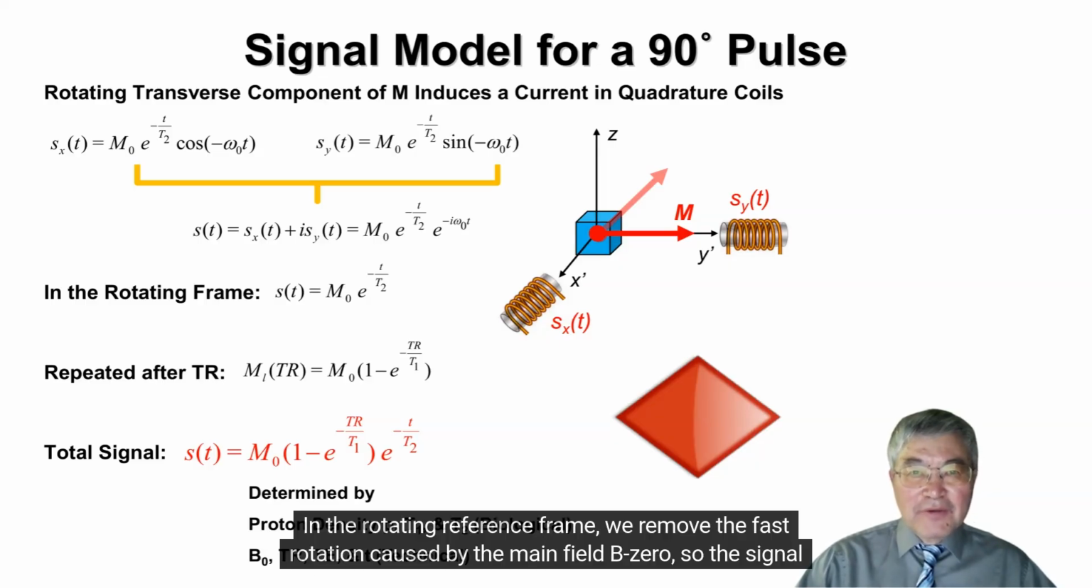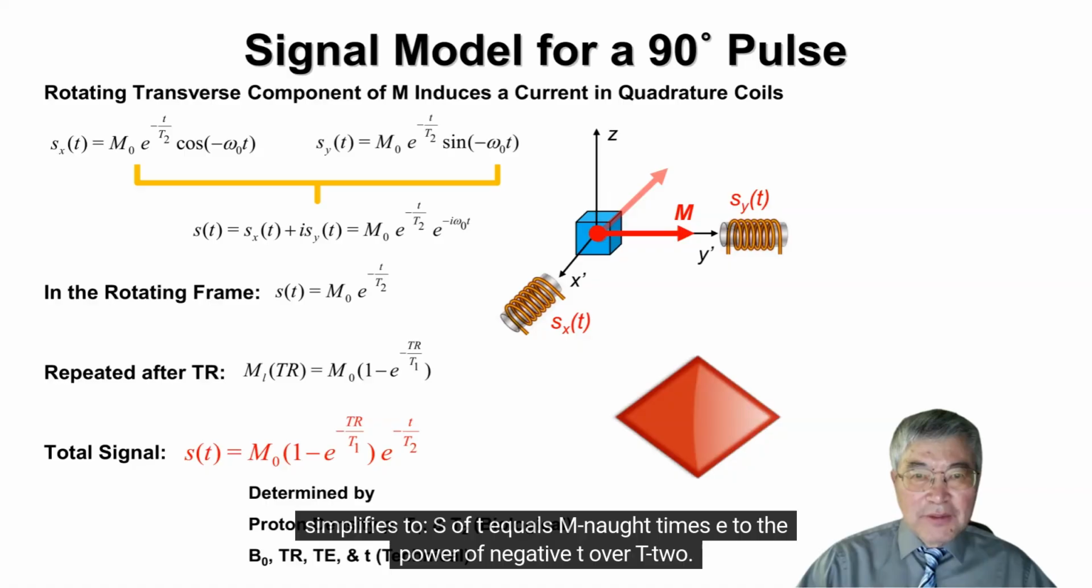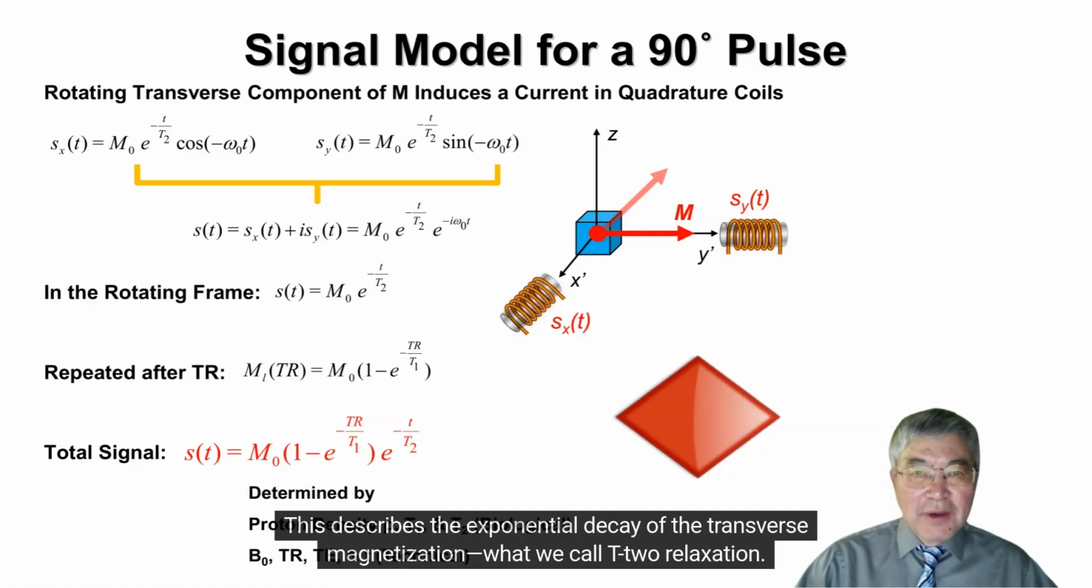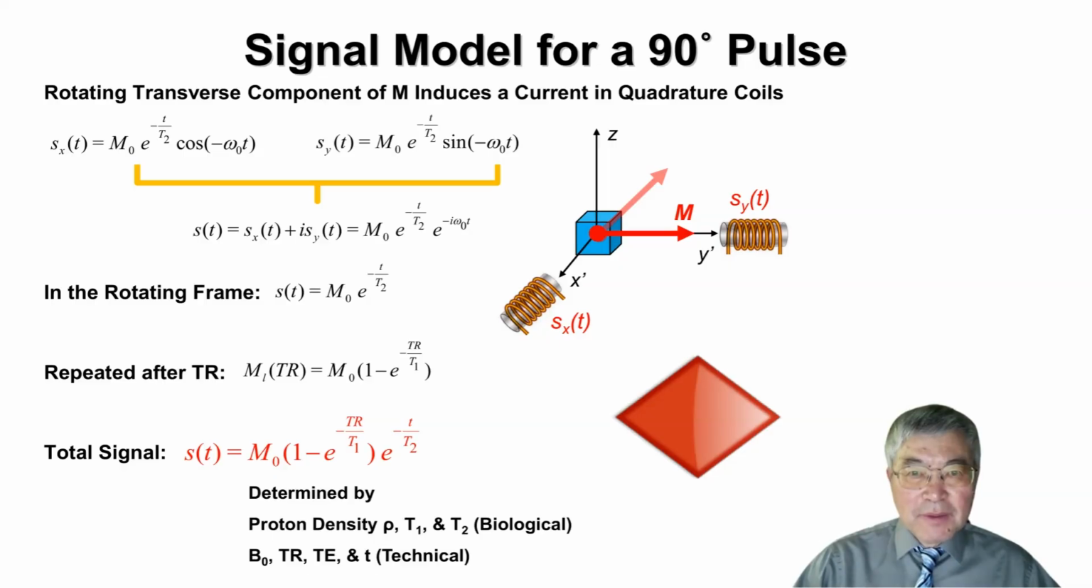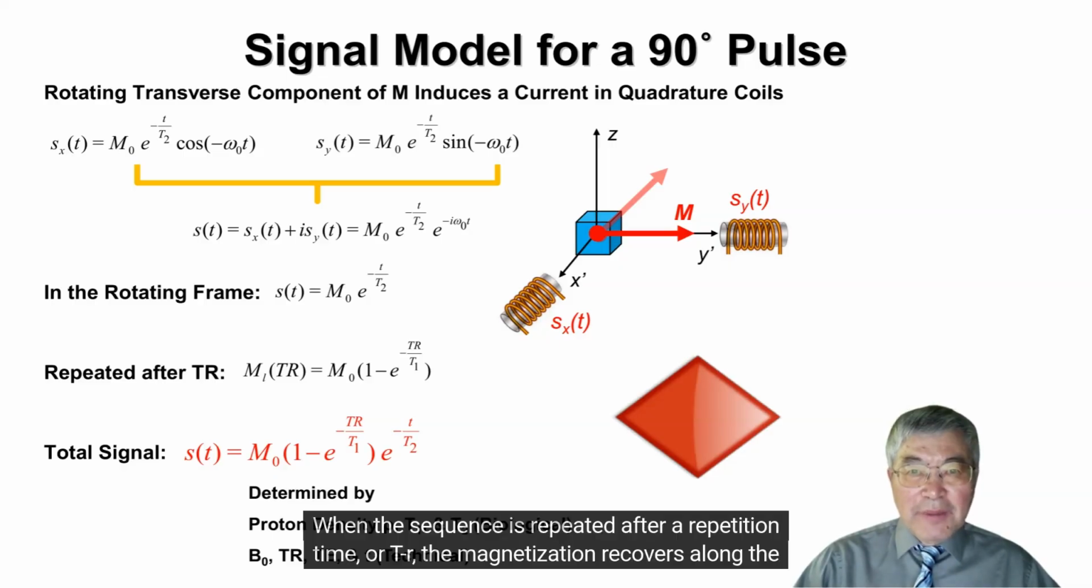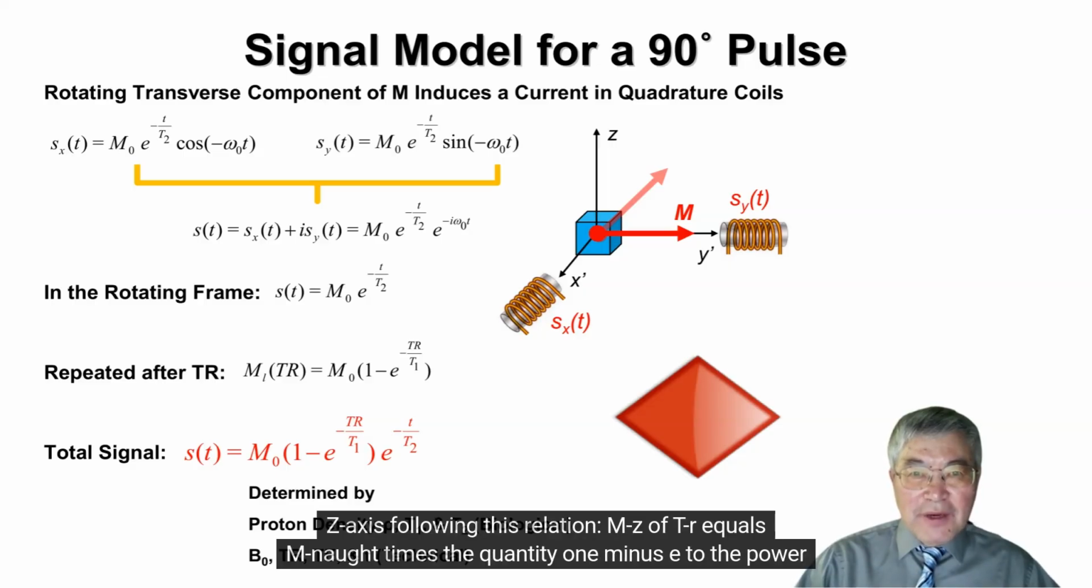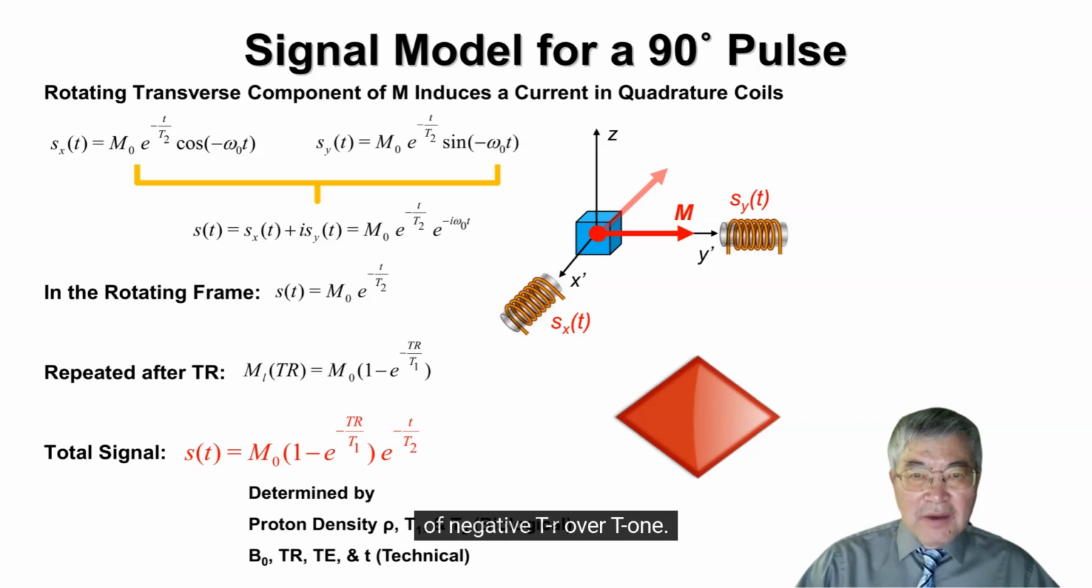In the rotating reference frame, we remove the fast rotation caused by the main field B0, so the signal simplifies to S of t equals M0 times e to the power of negative t over T2. This describes the exponential decay of the transverse magnetization, what we call T2 relaxation. When the sequence is repeated after a repetition time, or TR, the magnetization recovers along the z-axis following this relation. Mz of TR equals M0 times the quantity 1 minus e to the power of negative TR over T1.